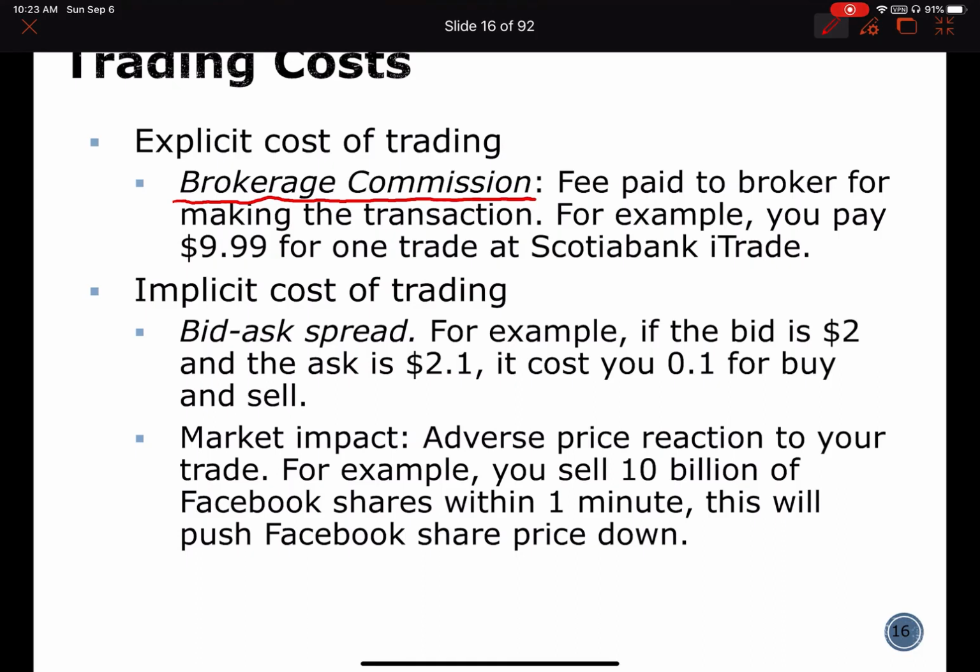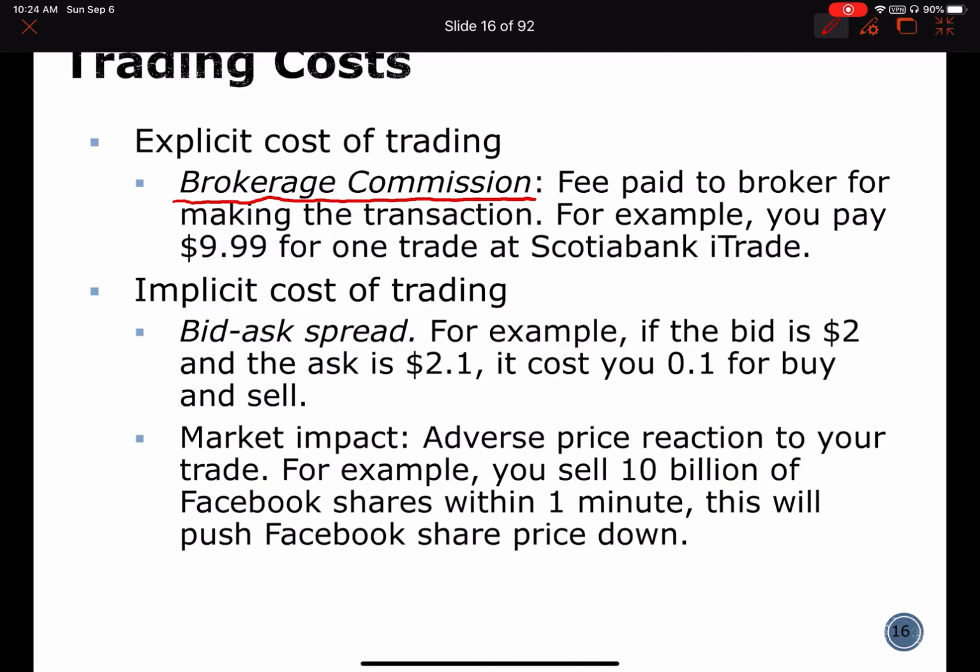For example, in Canada, one of my brokers is Scotia iTrade. It's a very expensive broker. If you sell stock, you have to pay $9.99. And there are obviously other cheaper brokers. Let's say in Canada, if you use, I think it's called QuestTrade. So if you use QuestTrade, their commission is, I believe, about 4.99 Canadian dollars, right?